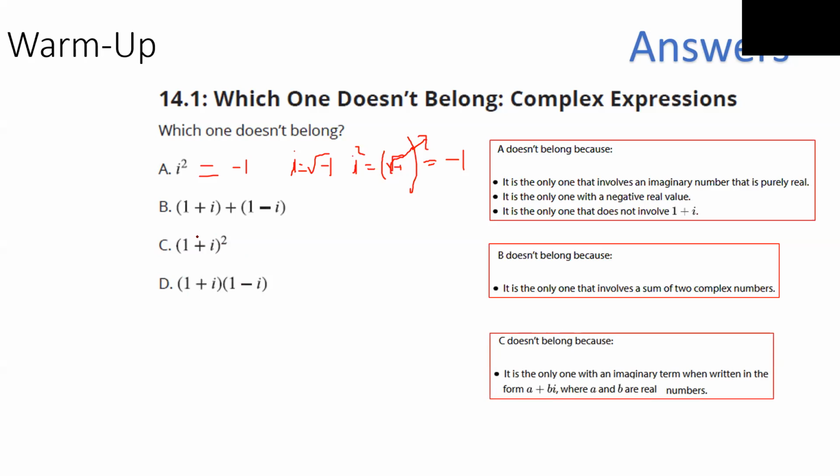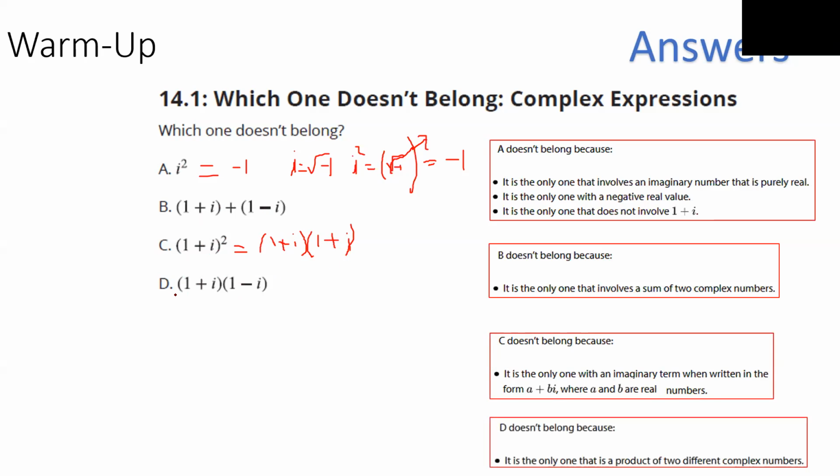What they mean by that is you have a complex number written in the form of a plus bi. This one has two of them, this one has two of them, and this one's just one. It's squared, so we know that this will eventually become (1 plus i) times (1 plus i). And the letter D does not belong because it is the only one that is a product of two different complex numbers. In this case, it is a product because we are multiplying, but you get the exact same complex number. In this one, you have two different complex numbers because one is adding and the other is subtracting. Okay, so that is your answer for number 1.